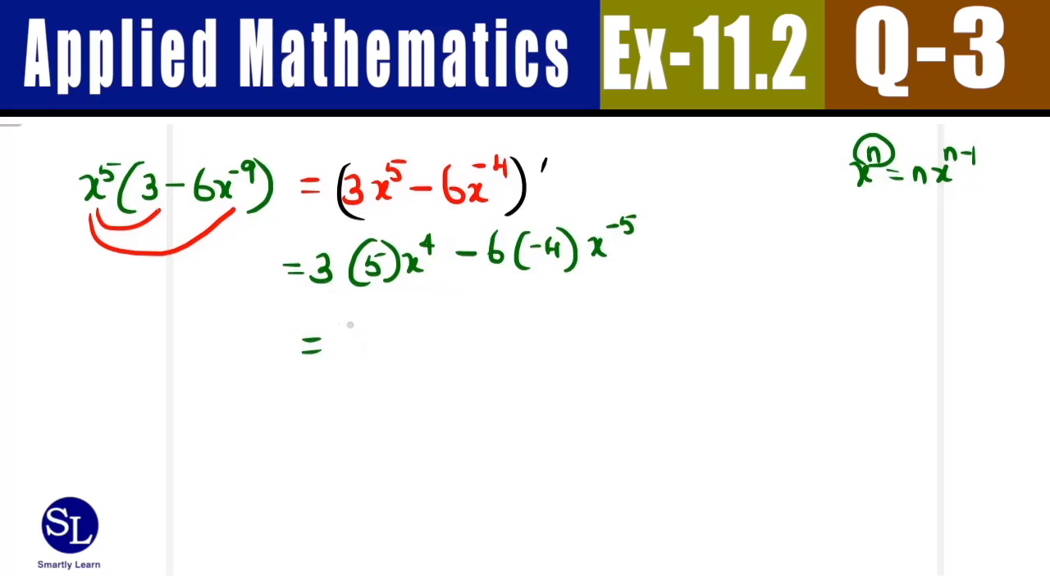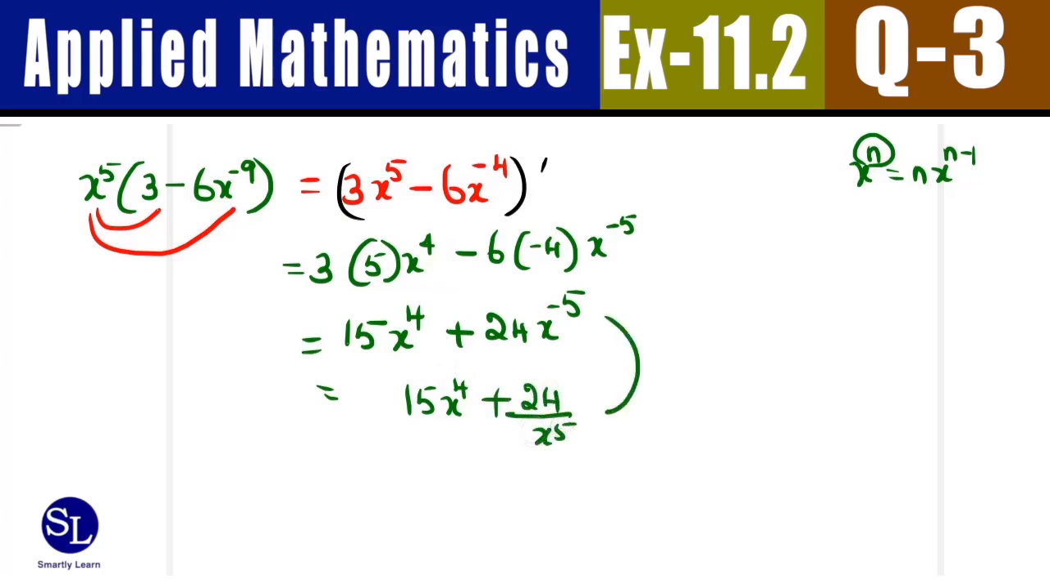So now let's multiply. 3 into 5 is 15 x power 4 plus 24 x power minus 5. You can also rearrange this as 15 x power 4 plus 24 divided by x power 5. Whichever format you write, the answer is still fine.